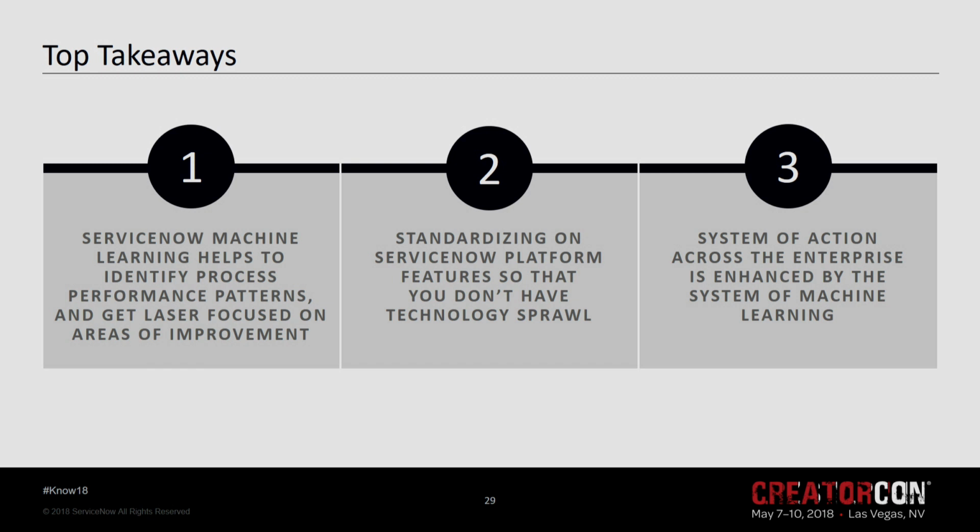So what are the top three takeaways? Really, it's the system of machine learning helps to identify processes and patterns across your environment. So I think the key here is, as Cliff said, right, the key is that if you use your data well and make it actionable, it really transforms what you can achieve in your environment.